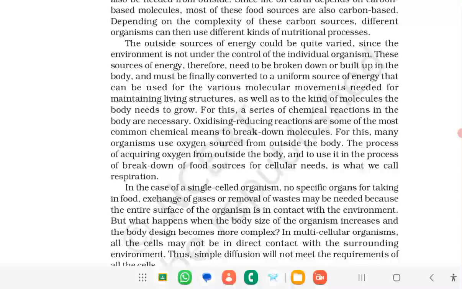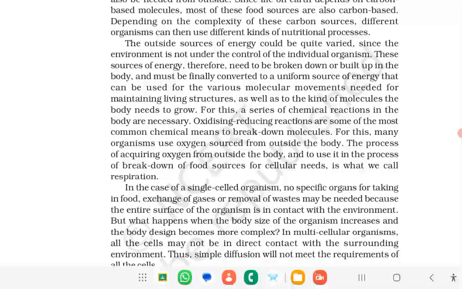These sources of energy therefore need to be broken down or built up in the body and must be finally converted to a uniform source of energy that can be used for the various molecular movements needed for maintaining living structures, as well as to the kind of molecules the body needs to grow. For this, a series of chemical reactions in the body are necessary.